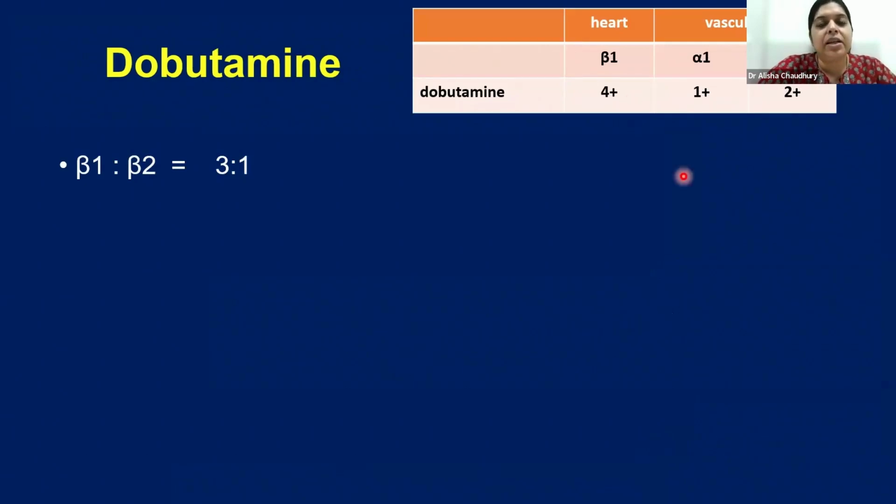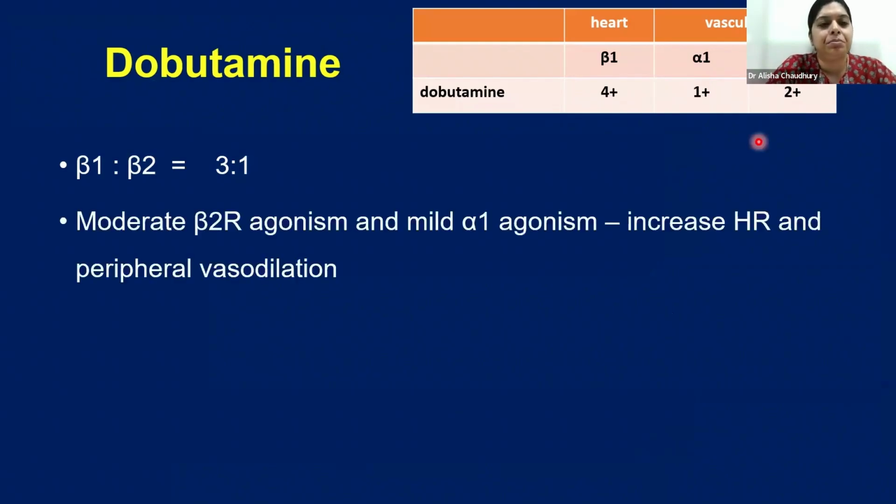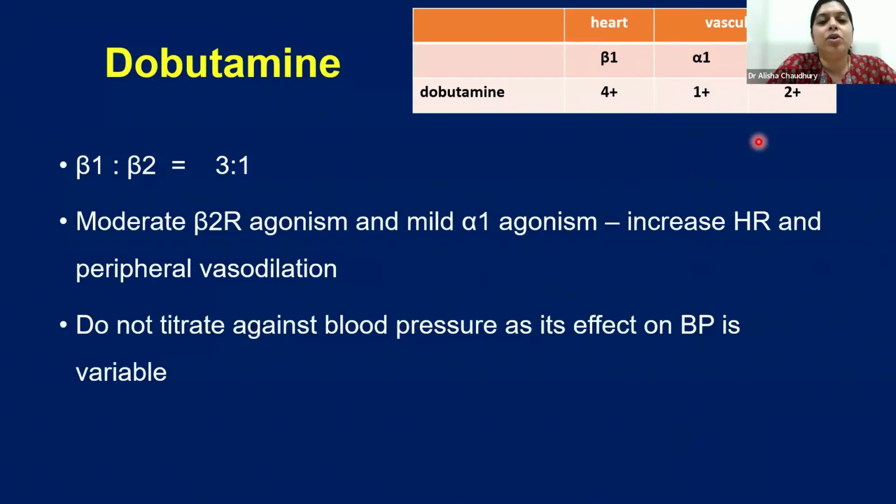So, as we discussed, beta-1: good heart contractility and increasing the heart rate. Beta-2: slight vasodilation work, but very weak alpha-1. So, not going to really affect your blood pressure much. So, moderate beta-2 and very mild alpha-1 action, which I mentioned. Do not ever titrate dobutamine with your blood pressure, because the effect on blood pressure is going to be variable.